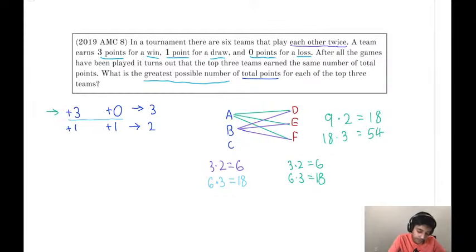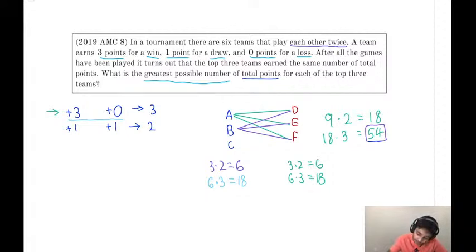So at most 54 points are awarded. When will it be the maximum case? When do we maximize the total number of points the top 3 teams will have? How about we give all 54 points to the top 3 teams? We want to make sure the top 3 teams have the most points. So in each game between the top 3 teams and the bottom 3 teams, we always make sure one of the top 3 teams wins every single time.